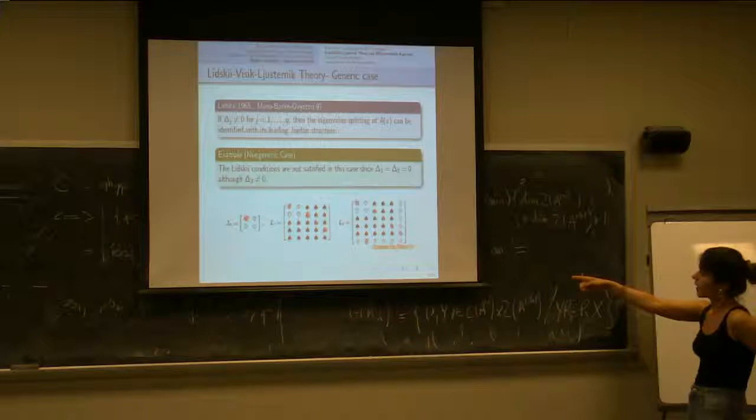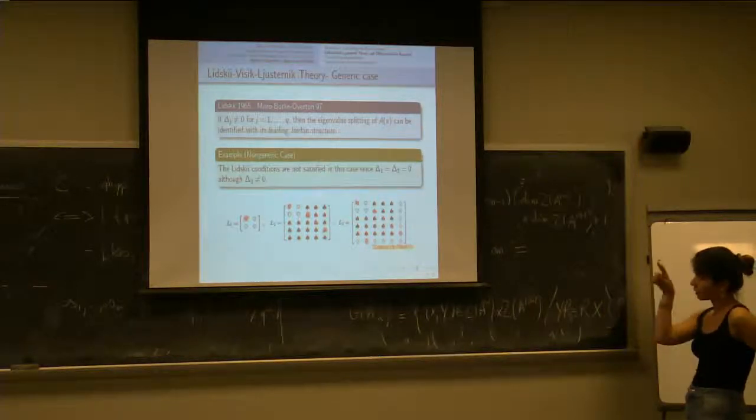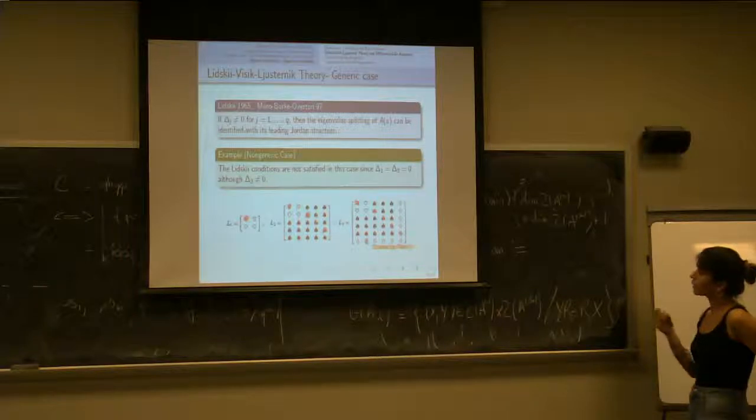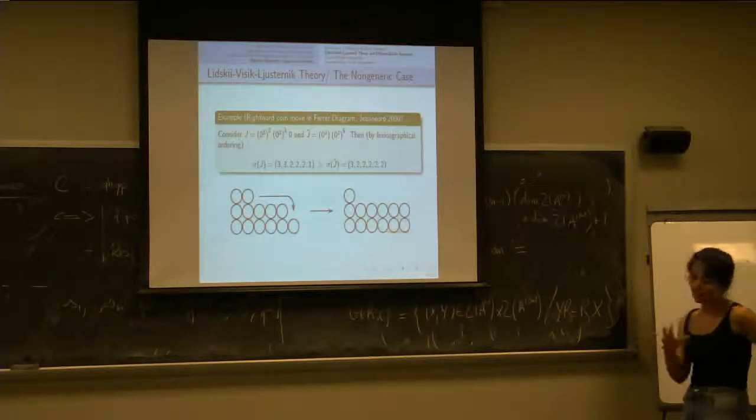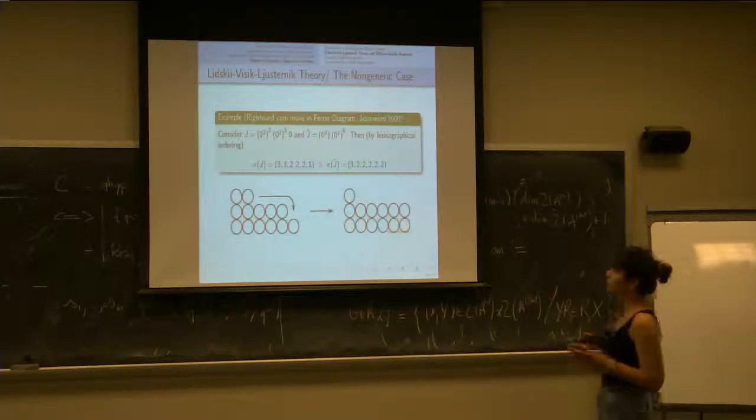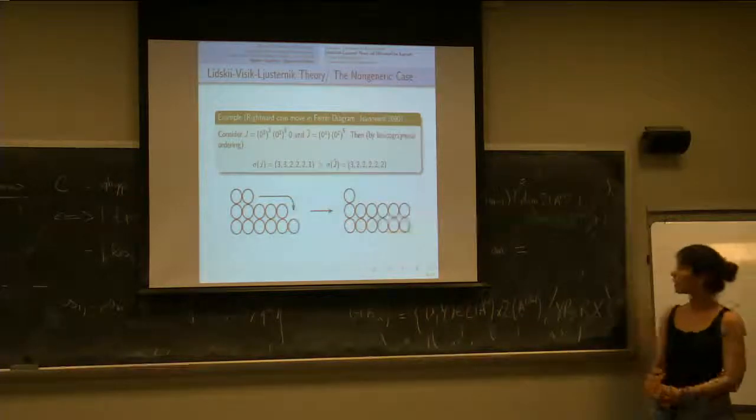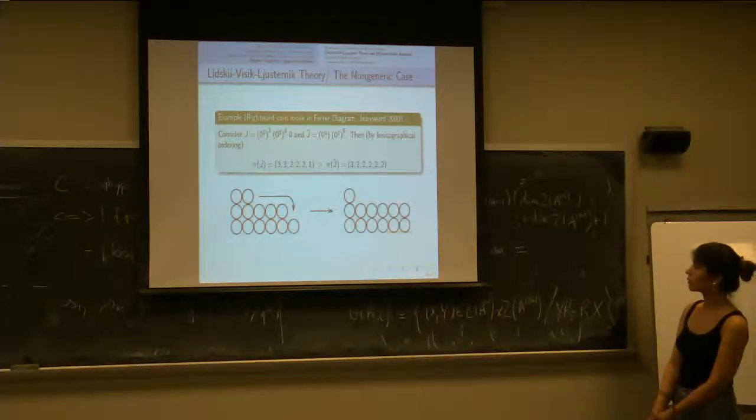If we set all the elements to be equal to 0 except the elements in red, and we set them equal to 1, then we can see that the first and the second Litsky matrices are equal to 0, while the third is not equal to 0. And so it is not a Litsky matrix. And the splitting of the eigenvalues cannot be identified with the Jordan blocks.